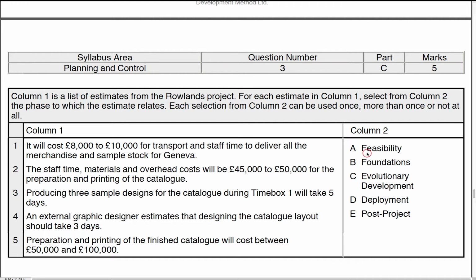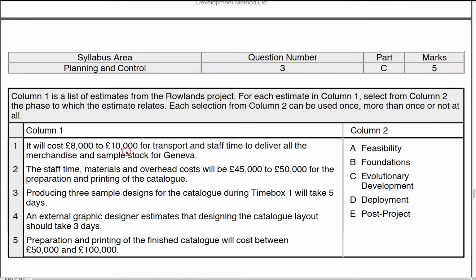The rule of thumb is that feasibility has very broad estimations, a 100% range or more. Foundations is still a range, but a lot less than that. In evolutionary development, we're looking at specific time frames. We're still estimating, by the way, but it's a specific time frame, like 5 days or a couple of days. Whereas in foundations, we might say 1 to 2 weeks, or 3 to 4 months, while 3 to 6 months will be feasibility. So that's the sort of guideline, and it shouldn't take you long to get through this question.